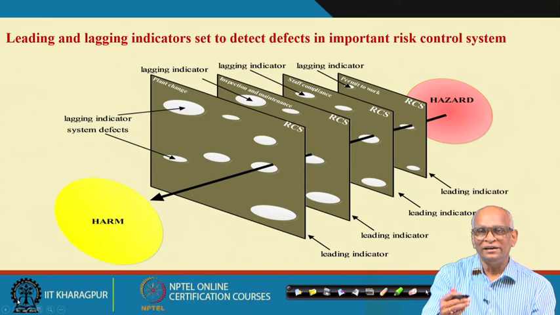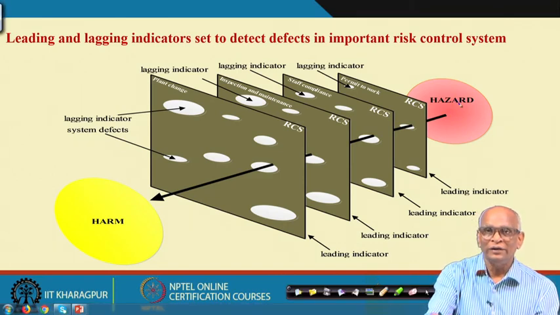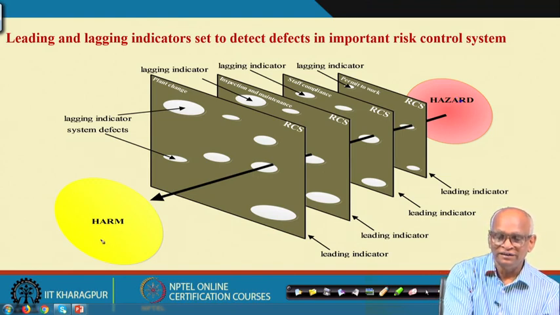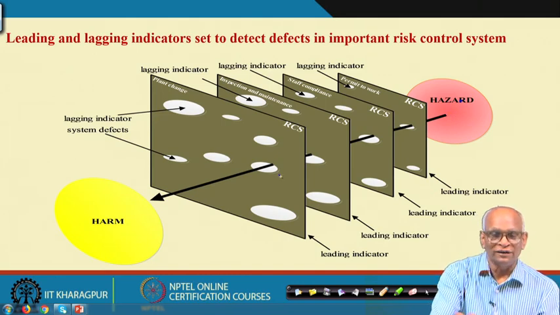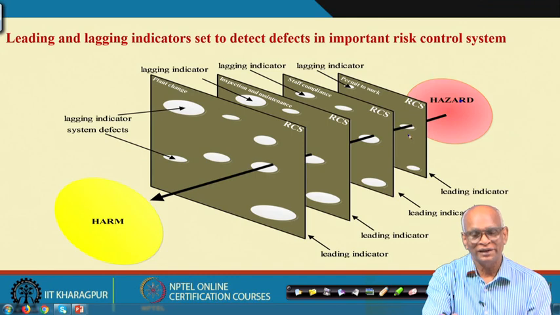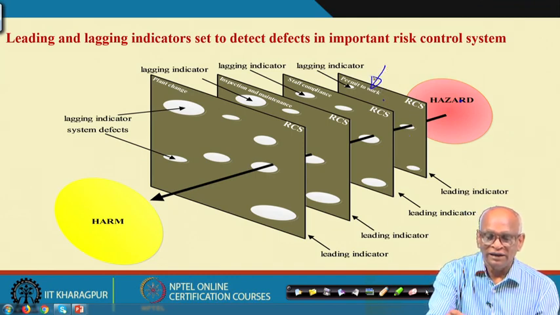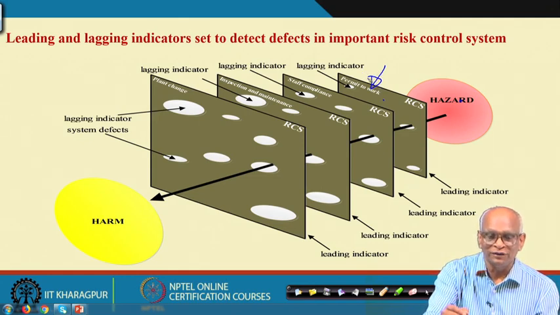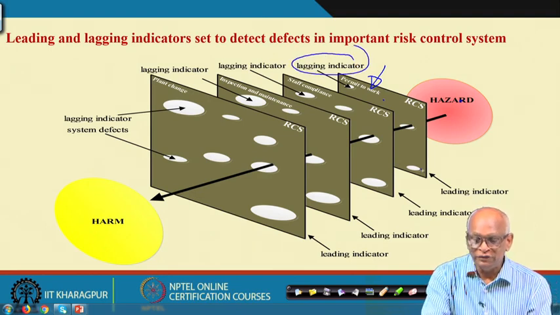So, what are these indicators in GIST? What we have discussed is, you have hazard, you have harm, incident. For the hazard not to become an incident, you put the risk control systems. The health of the risk control system, the condition of the risk control system, is the lagging indicator. The effectiveness of the risk control system is the leading indicator.